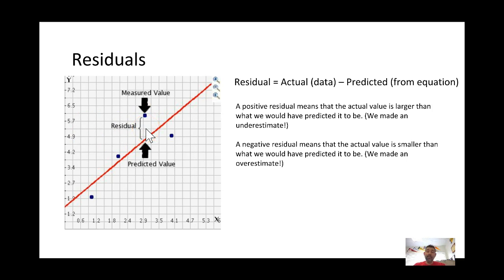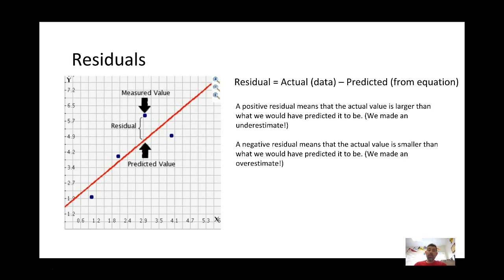Now, I've got positive and negative residuals. A positive residual would mean that my actual value was up here above my predicted value, right? Because actual minus predicted is going to give me a positive value. What that positive value tells me is that my actual was just larger than what I predicted it to be. In different terms, I underestimated what that should have been. So my prediction was an underestimate of the actual data, right?